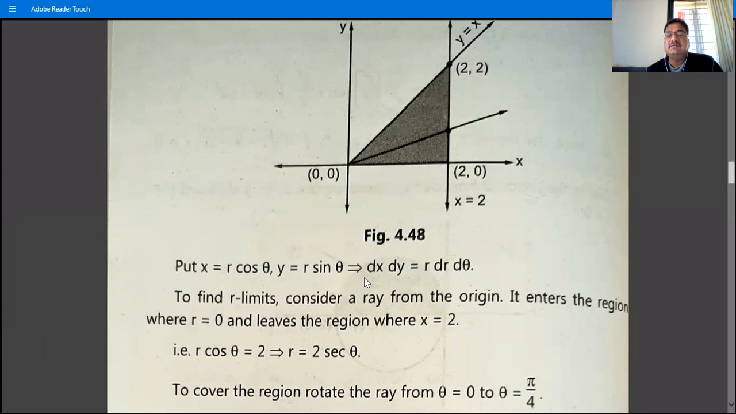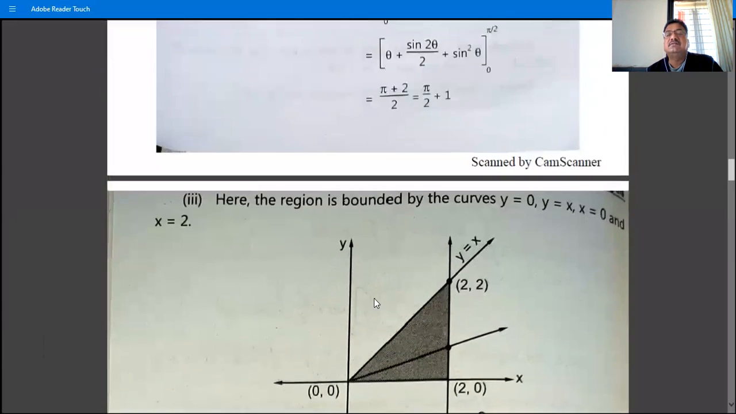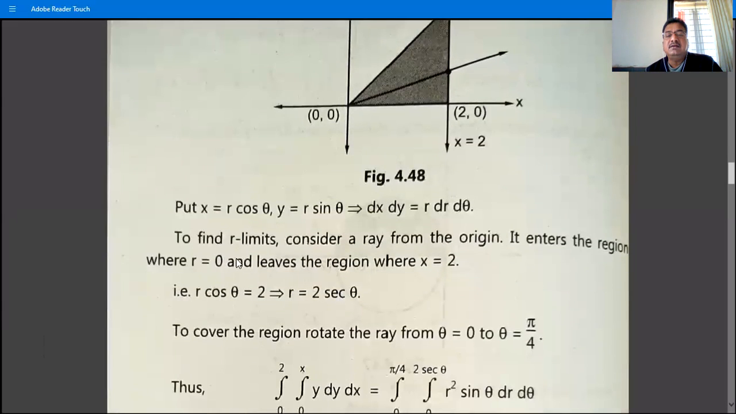So x is r cos theta, y is r sin theta, and dx dy is this substitute. Then to find the limit of r, consider the ray from the origin. It enters the region where r is 0 and leaves the region where x is 2. x is 2 means r cos theta is 2, so r is 2 by cos theta, that is, 2 sec theta.